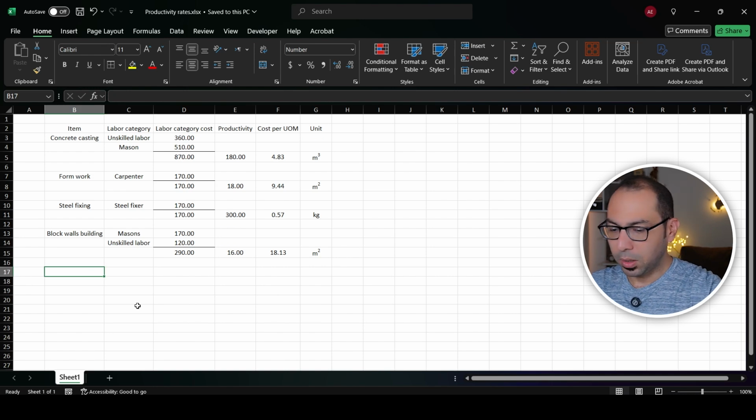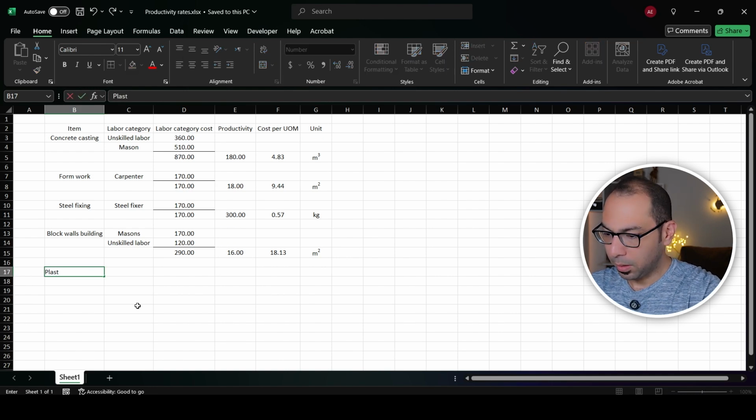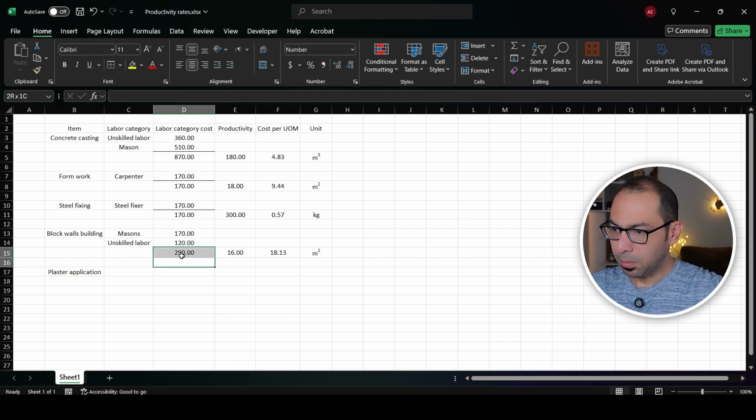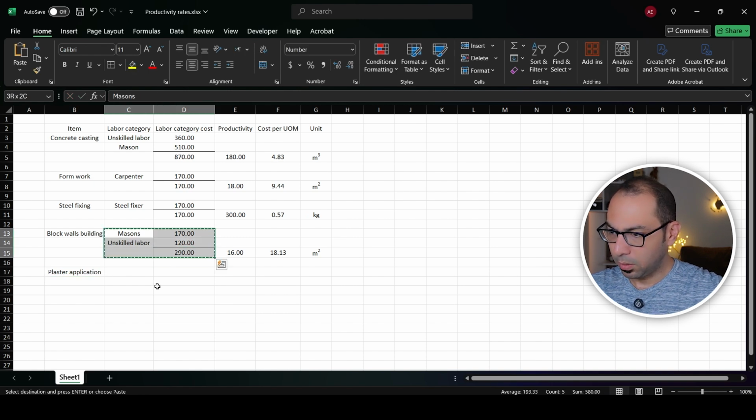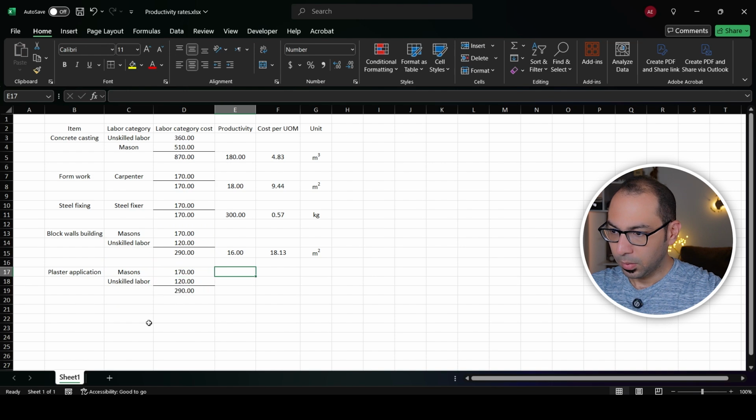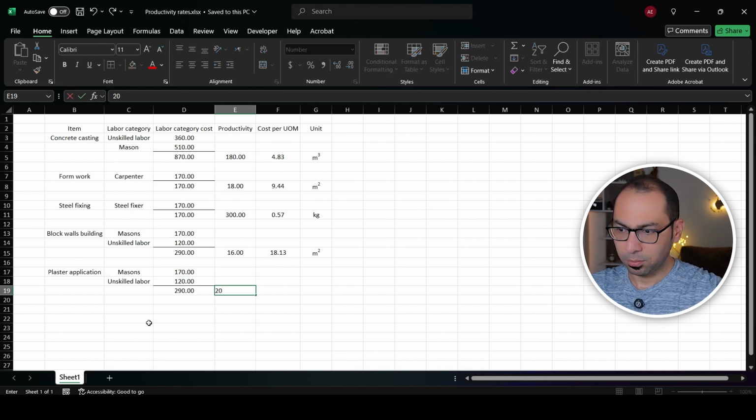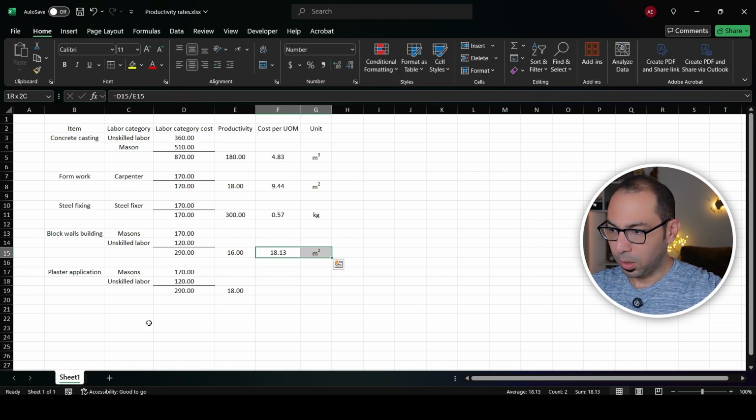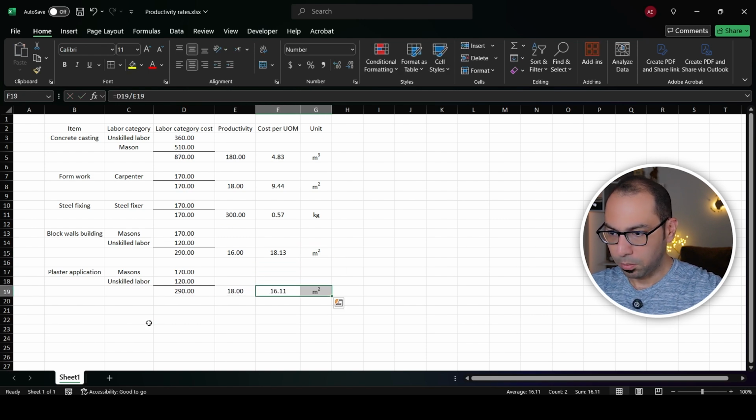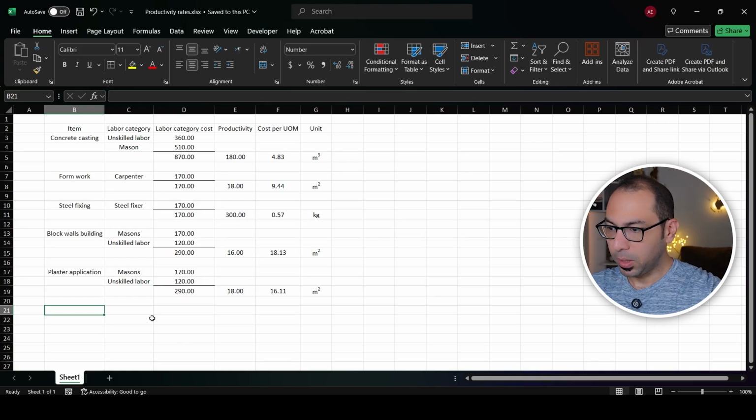Then what can be the next item? Let's say plaster application for walls. And same, I need one mason and unskilled labor. And how much the expected productivity will be? Within the range of 20 square meters or 18. And the same formula will apply. And this is also measured in square meters. So it's about 16.